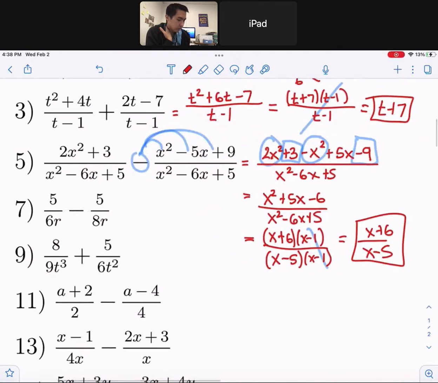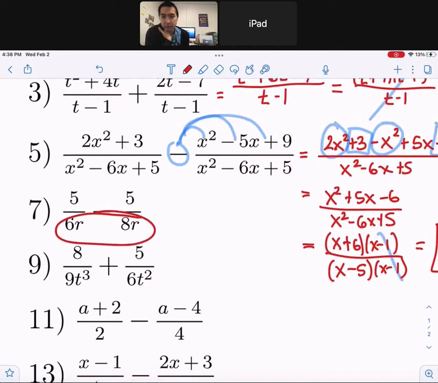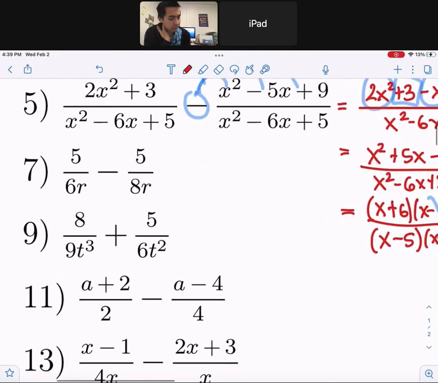So for number 7, now we have to get a common denominator, you guys, right? In order to add or subtract your guys' rational expressions. So the LCD for this problem, you guys, is 24r. Both 8 can go into 24, and both 6 can go into 24.